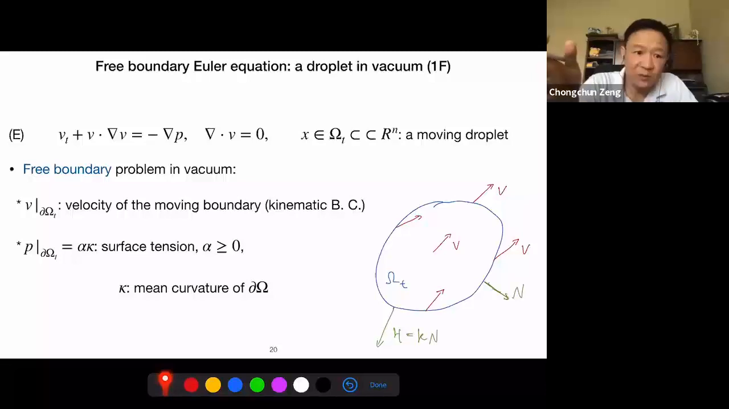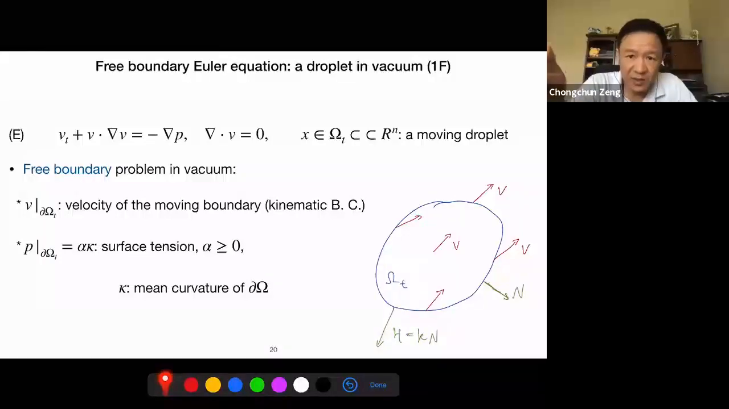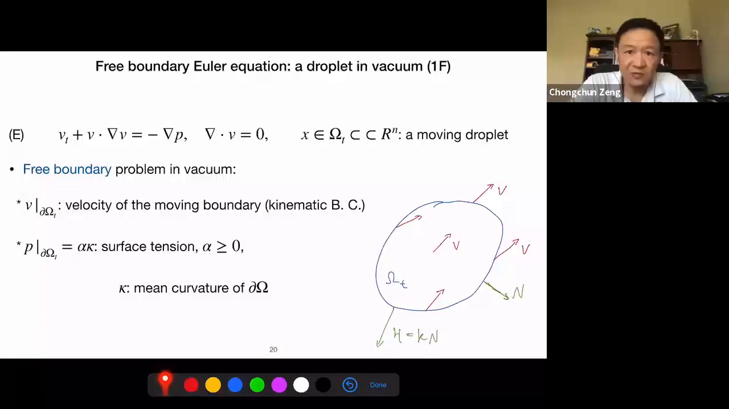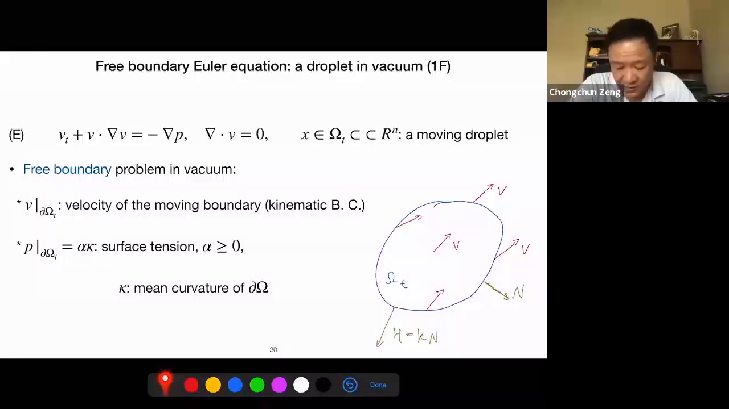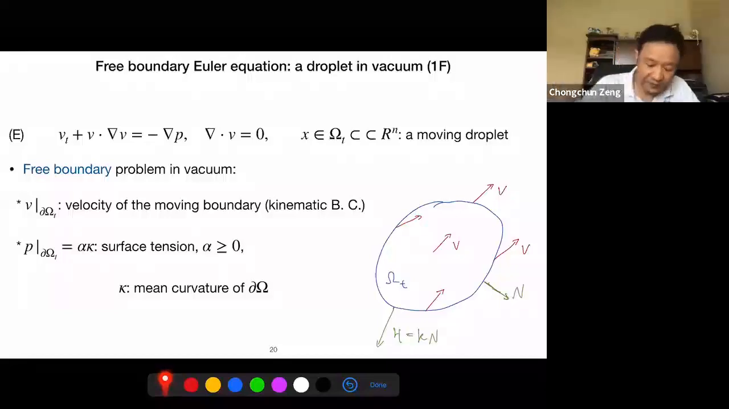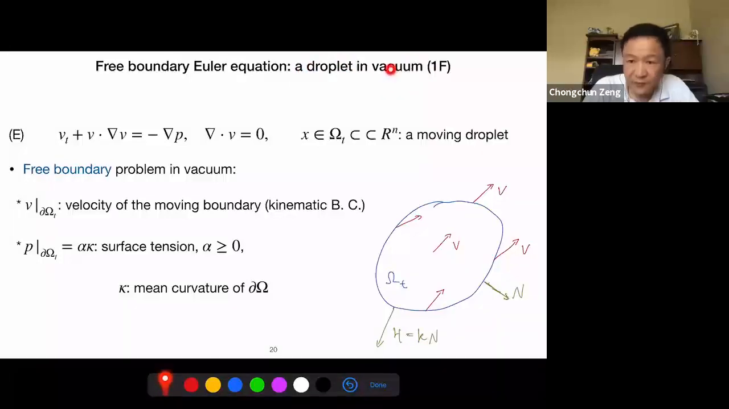We're going to move to the free boundary problem and think of this problem in the Lagrangian formulation and see how that is going to help us. The free boundary problem can be solved in various different ways. Here is just one point of view. Here we consider a droplet of incompressible fluid in vacuum for now.